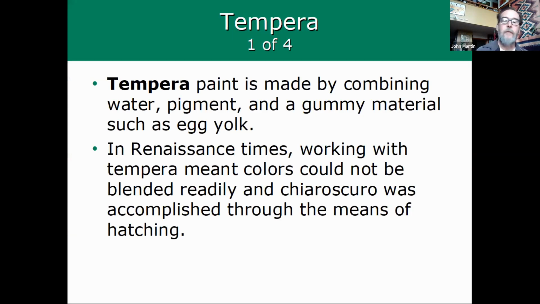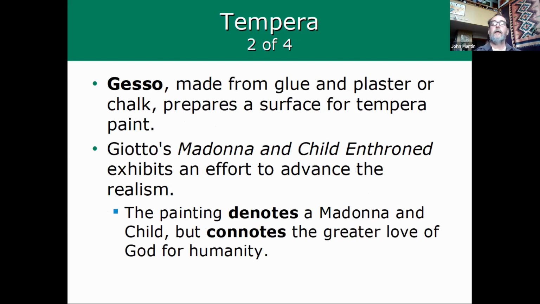Tempera paint is made by combining water, pigment, and gummy materials such as egg yolk. In Renaissance time, working with tempera meant colors could not be blended readily, and chiaroscuro was accomplished through the means of hatching. Gesso, made from glue and plaster or chalk, prepares a surface for tempera paint.